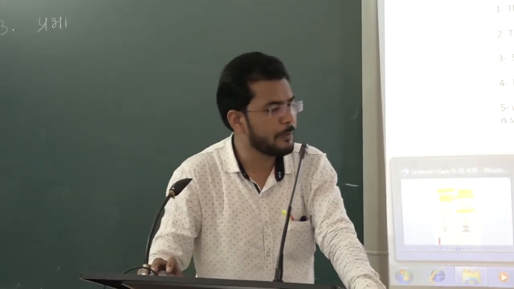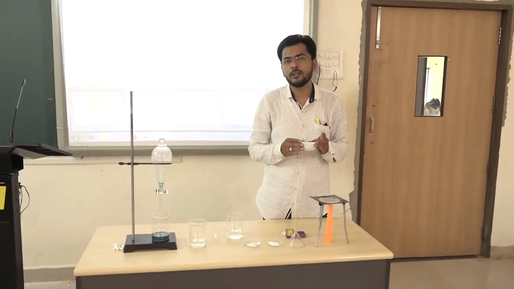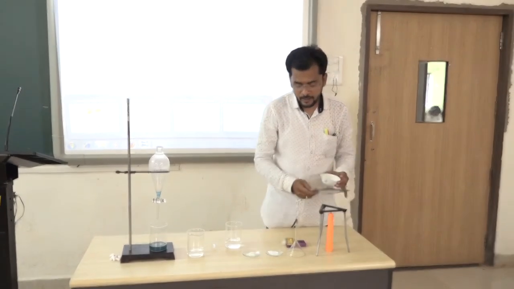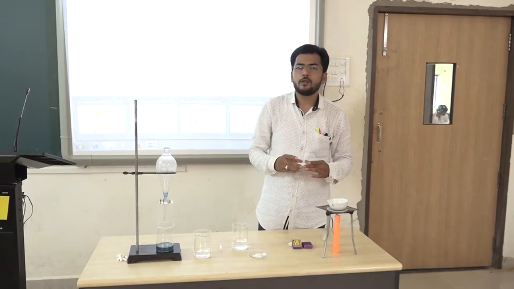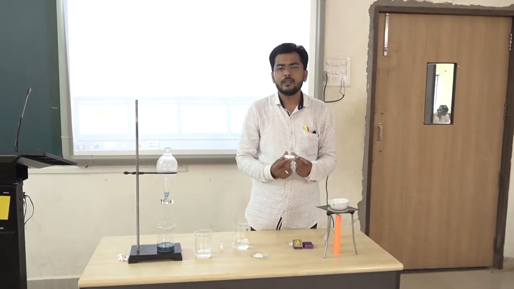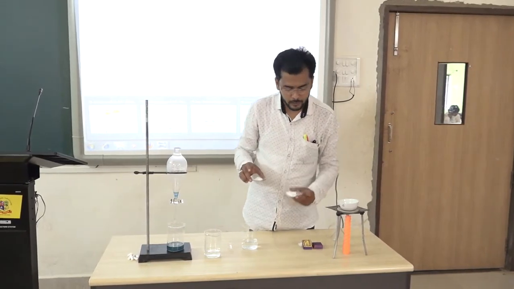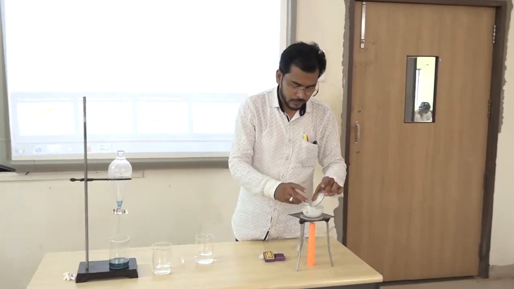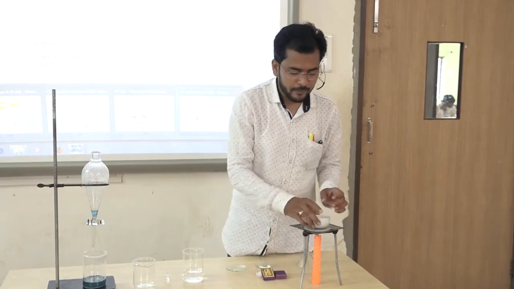For this sublimation, we require an evaporating dish, or you can call it a china dish. This is wire gauze, tripod stand, candle, funnel. For this, I am using a non-volatile substance, that is chalk powder, and as the volatile substance I am using ammonium chloride. So what we have to do? First we have to mix both of these in the evaporating dish. Okay, mix it properly.